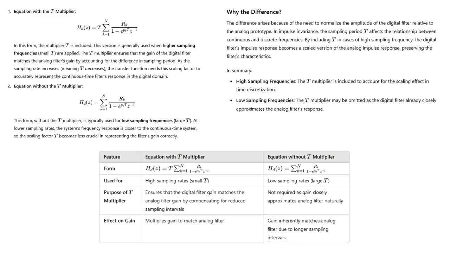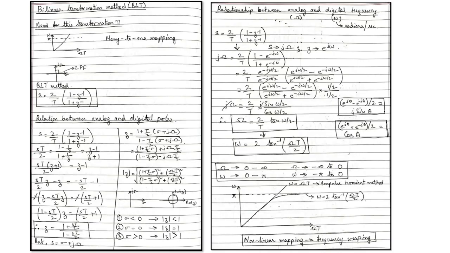Now, when we talk about the bilinear transform method, it employs the transformation equation of s equals 2 by capital T multiplied by 1 minus z inverse divided by 1 plus z inverse. We are not going into the details of how we derived this equation.